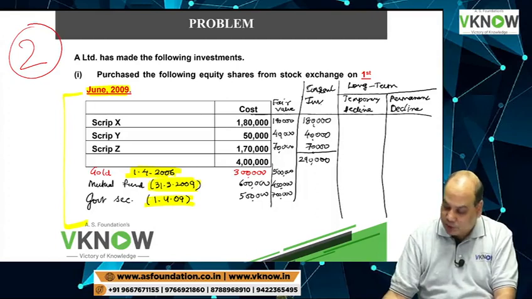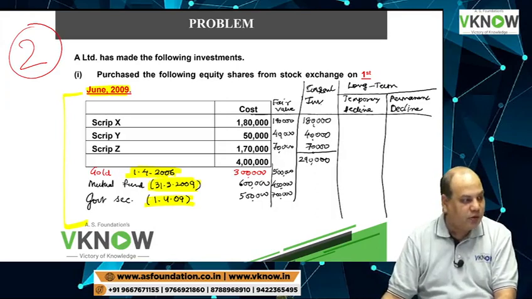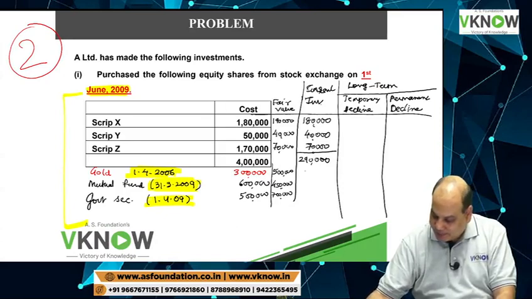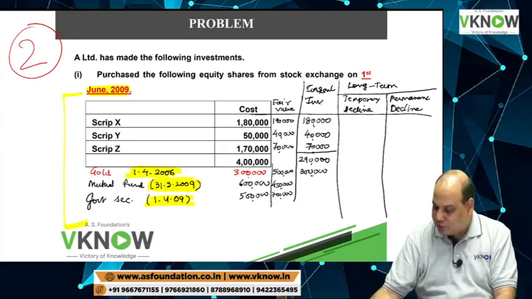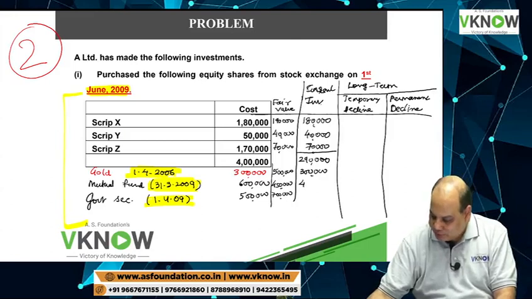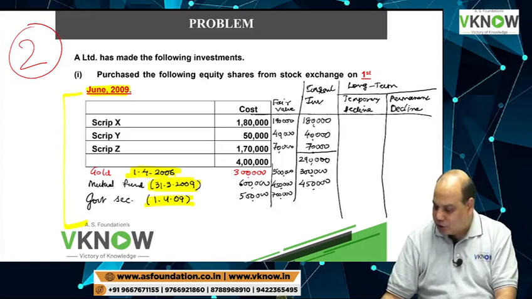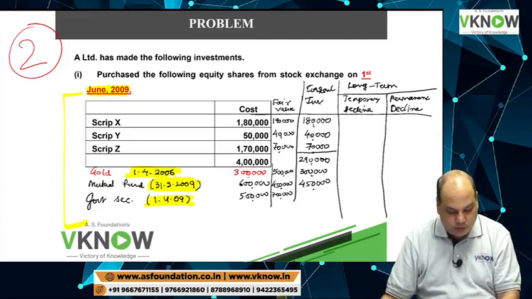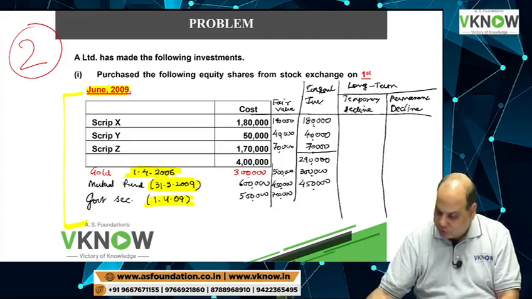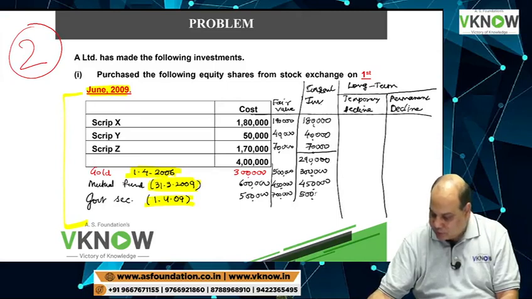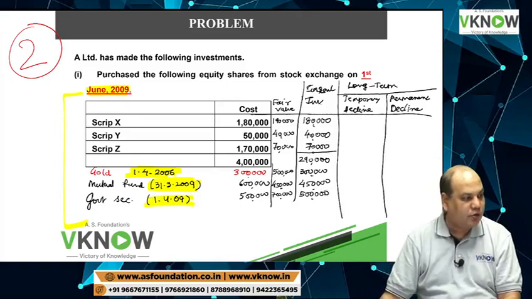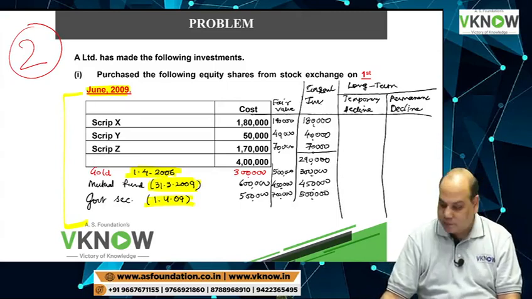Gold will be valued at 3 lakh, the lower of the two. Mutual fund will be valued at 4,50,000. And government security will be valued at 5 lakh.